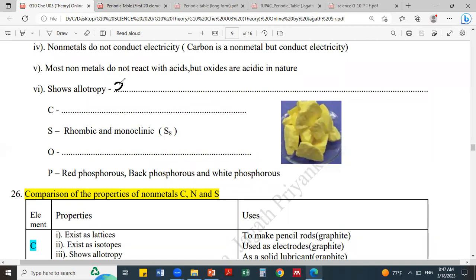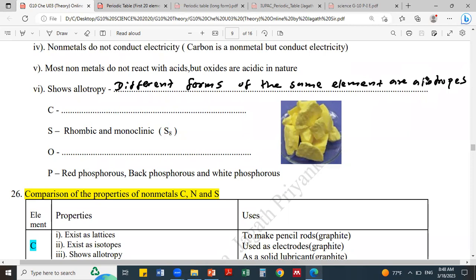You can write this in front of the first line, right? Different forms of the same element are called allotropes, or allotropic forms. You can write that. They can ask that as a definition in the exam. Write the word allotrope.